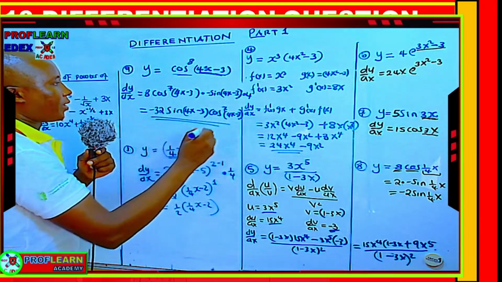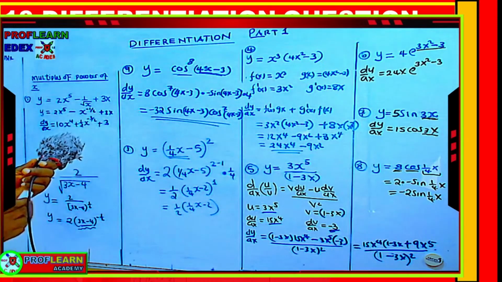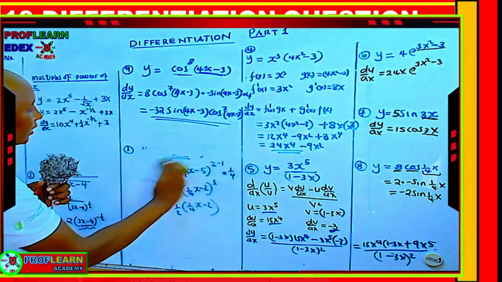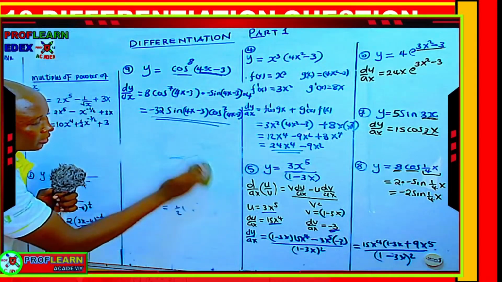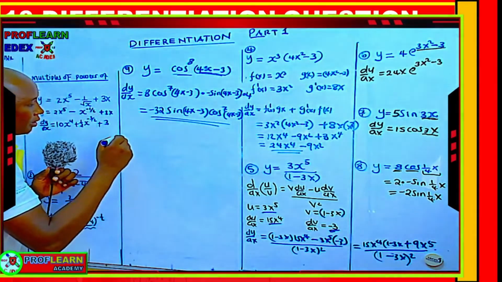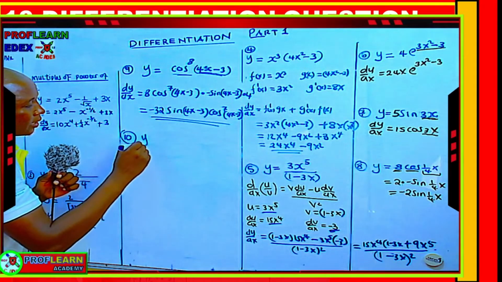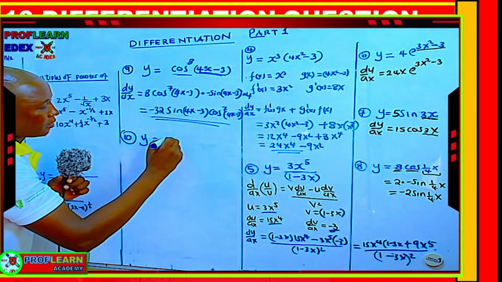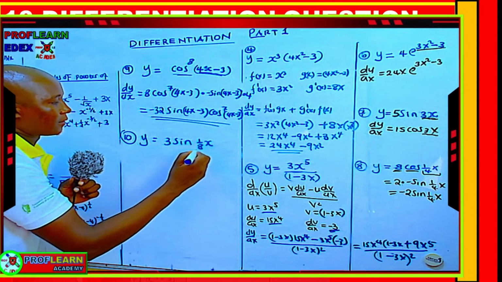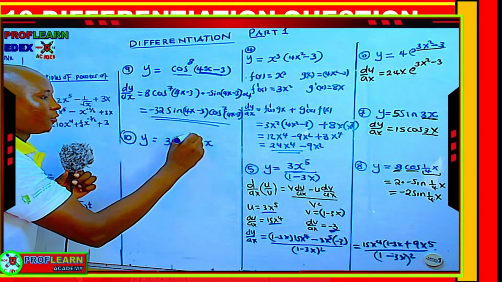So whenever you are given powers of trigonometric functions, you are going to do it like that. So you want another one? So that we have the first 10 questions. If you are having y is equals to 3 sine 1 over 8x raised to power 4.